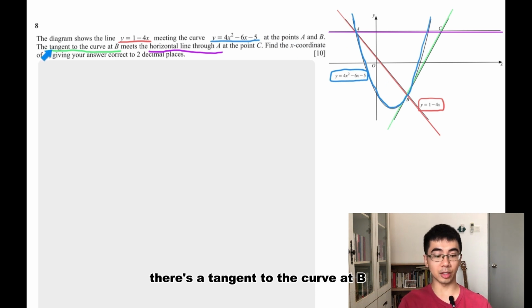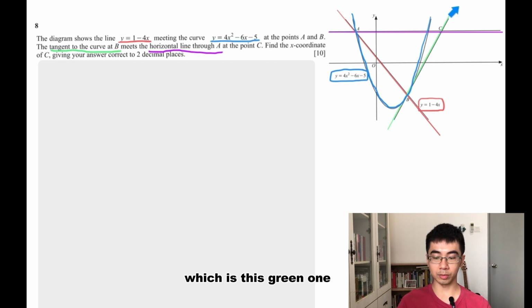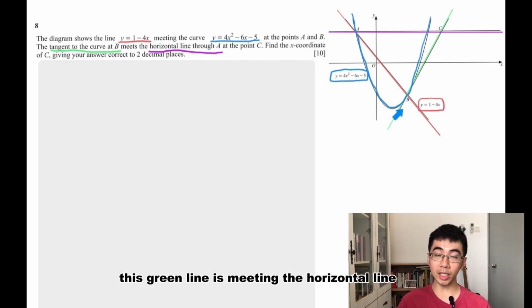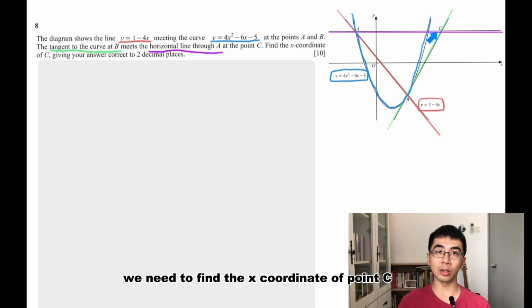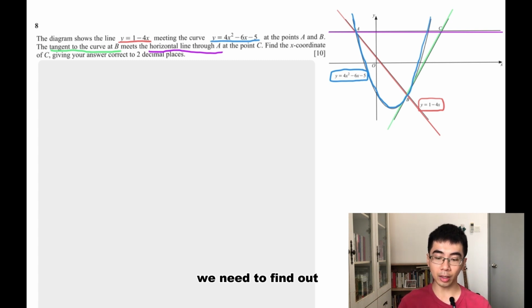And then there is a tangent to the curve at B, which is this green one. And this green line is meeting the horizontal line through A at point C. So we need to find the x-coordinate of point C here. So there's plenty of things we need to find out. First of all, we need to find out the coordinates of point A and point B.